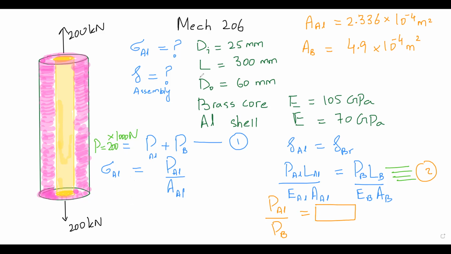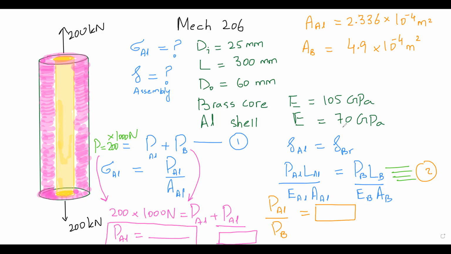And then finally, I will write from here P equal to 200 into 1000 Newton is equal to P of aluminum plus P of aluminum divided by, you have to again tell me this little box, and P aluminum comes out to be some beautiful value, and stress of aluminum comes out to be P aluminum over A aluminum.